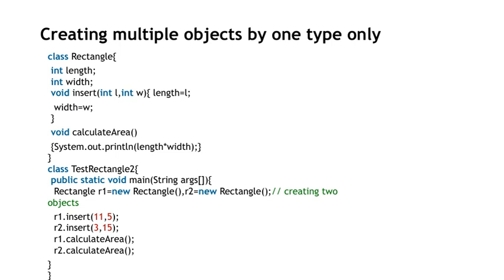Then, by calling the calculate area method on each object, we compute and display their respective areas. This example highlights an important concept. Creating multiple objects from the same class enables us to manage different data sets simultaneously, which is fundamental in object-oriented programming. It also demonstrates how each object maintains its own state and how methods operate on that specific state. Overall, this approach allows us to efficiently handle multiple similar entities without redundant code, tying into our broader theme of reusability and modular design in programming.